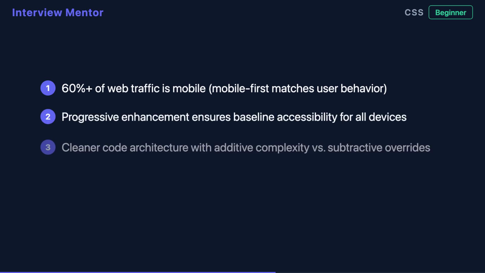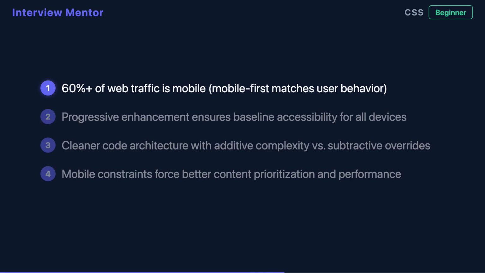Mobile first is now the industry standard for 3 key reasons. First, over 60% of web traffic comes from mobile devices. Second, it follows progressive enhancement principles, ensuring everyone gets a working experience. Third, it results in cleaner, more maintainable code because you're building up complexity instead of stripping it away. Mobile first isn't just a trend, it's a best practice.